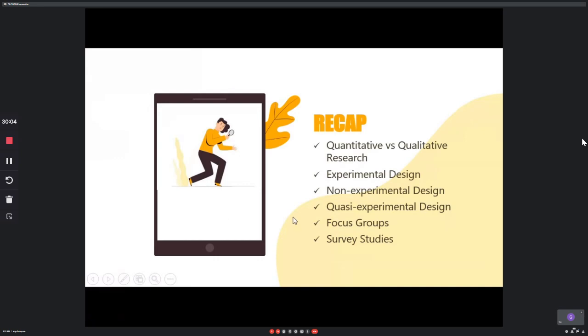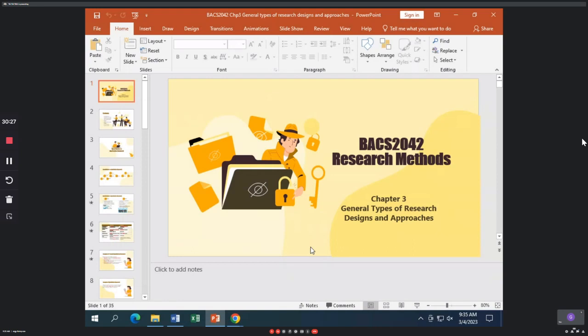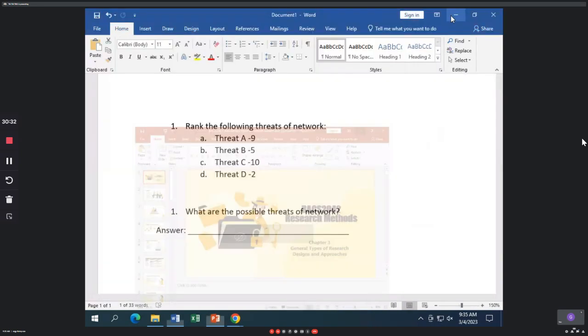Okay, all right. So we have a quick recap. We have gone through quantitative versus qualitative research, experimental design, non-experimental, and quasi-experimental design. Under experimental design, we have the before and after only design. Under qualitative, you can also make use of survey study and focus group. So I am done with our Chapter 3. Do you have any questions before we move on to another chapter?